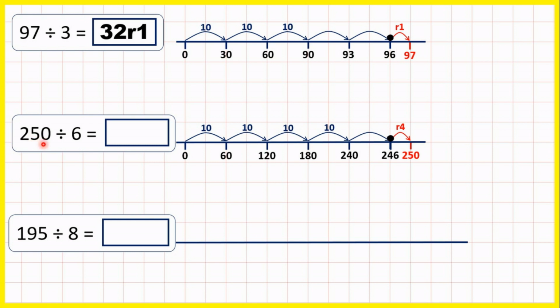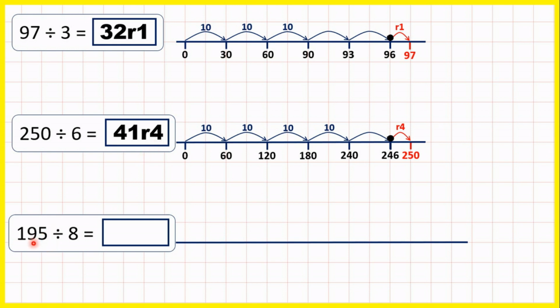So 250 divided by 6, we counted 10, 20, 30, 40, 41 steps of 6, but then we needed another 4. So our answer is 41, remainder 4.